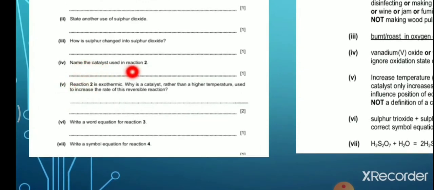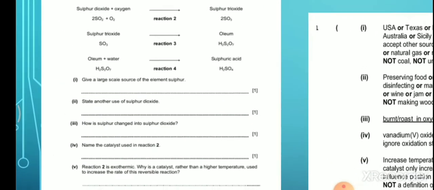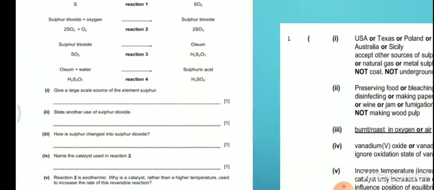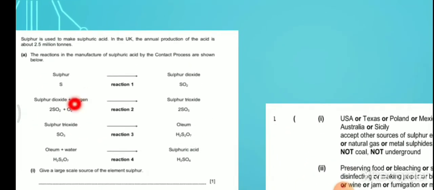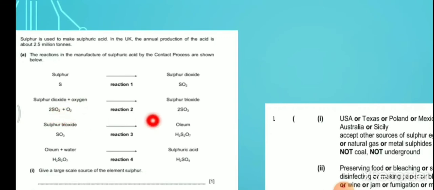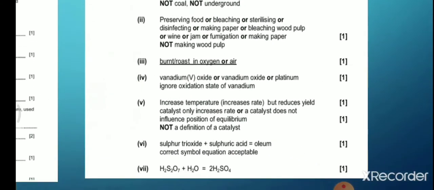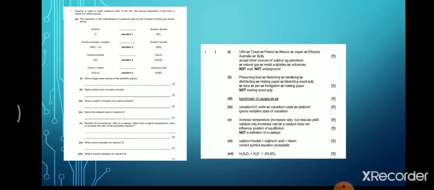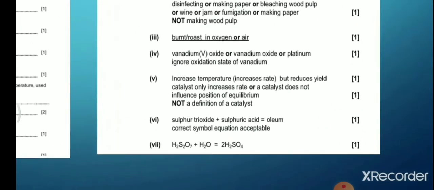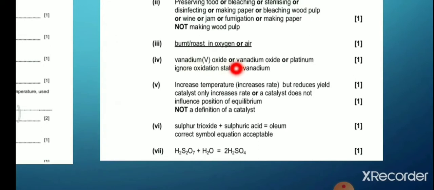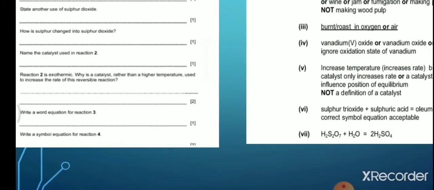Name the catalyst used in reaction 2. So this is reaction 2 here. Reaction 2 is SO2 plus O2 gives SO3. So what is the catalyst? Which catalyst we used here? The catalyst is vanadium pentoxide, or platinum. Any one of the two you can write.